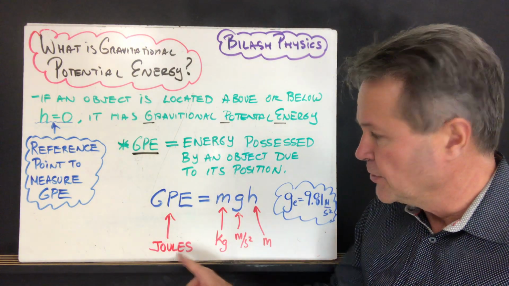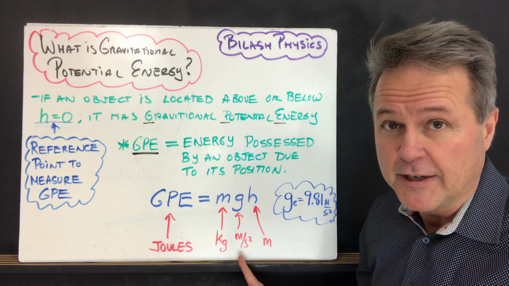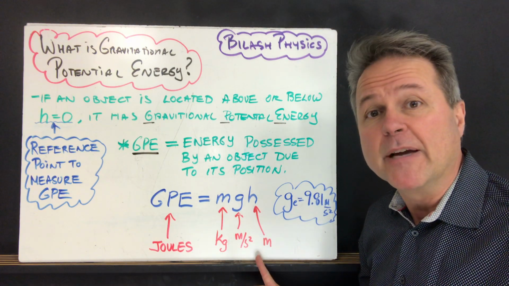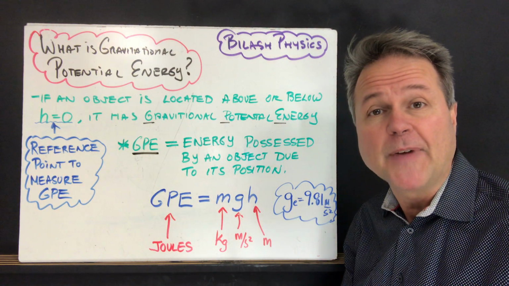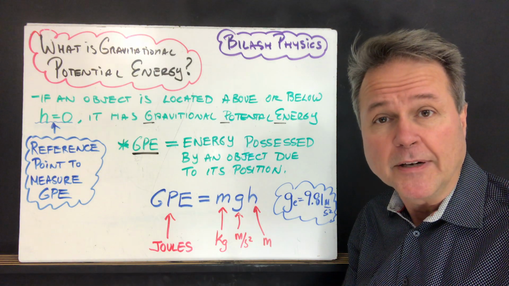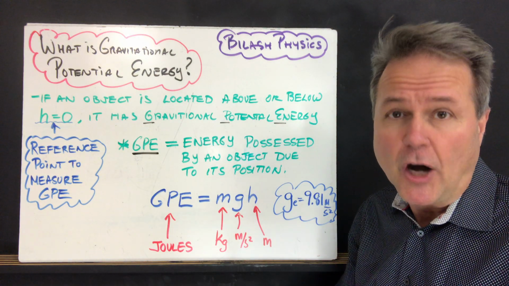GPE is measured in joules, mass is measured in kilograms, g is measured in meters per second squared, and h is measured in meters. Now keep in mind, on Earth, g has a value of 9.81 meters per second squared. Generally, we say that that is a constant value.